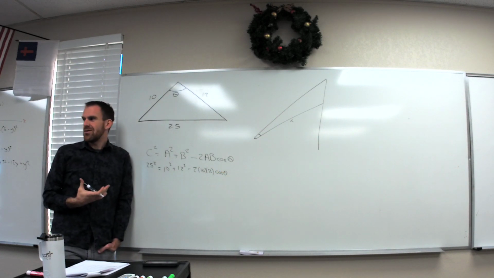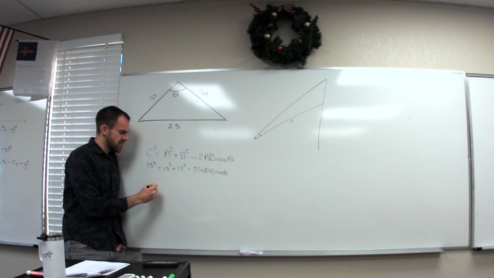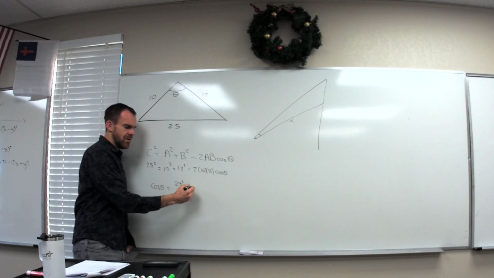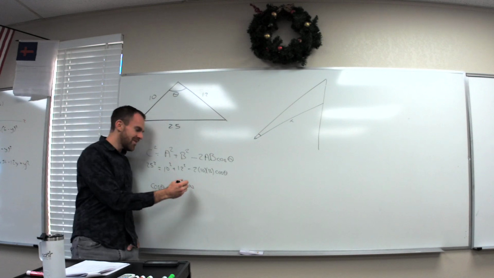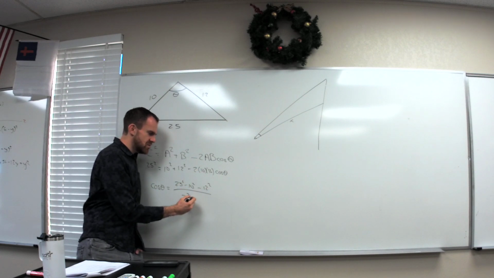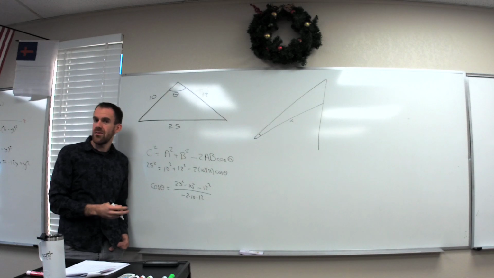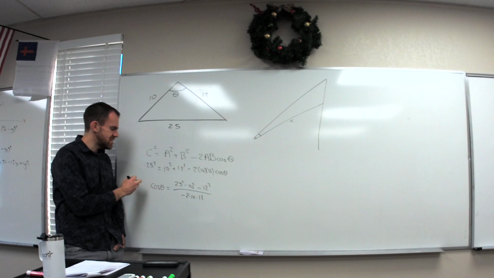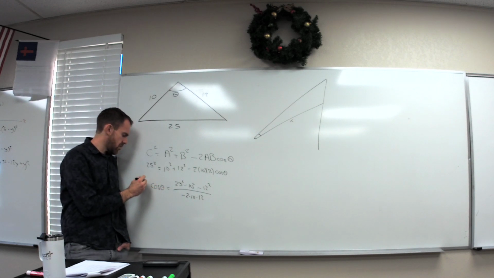Now, how do you get that angle? Well, you have to solve for that angle. So I'm going to solve for cosine, which is 25 squared minus 10 squared minus 12 squared over negative 2 times 10 times 12. Does that get you an angle? No. That gets you cosine of an angle. How do you get the angle itself? You must take arc cosine of both sides.